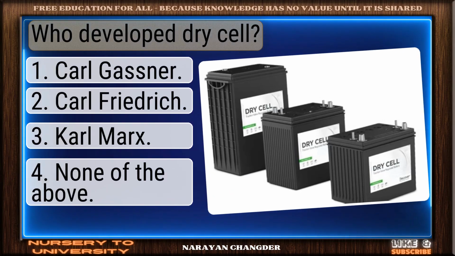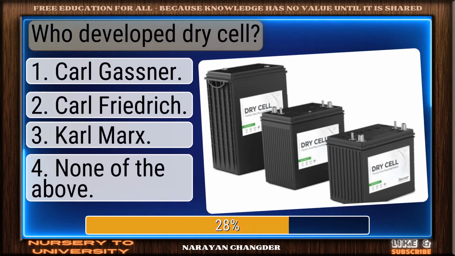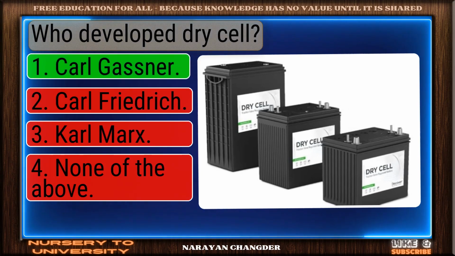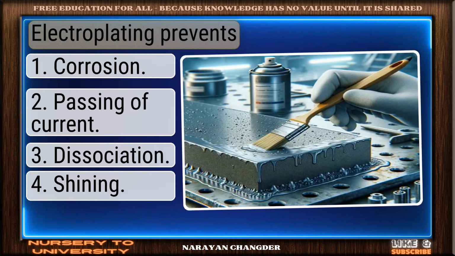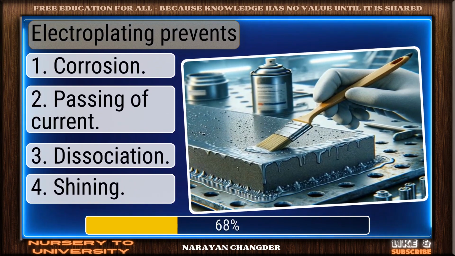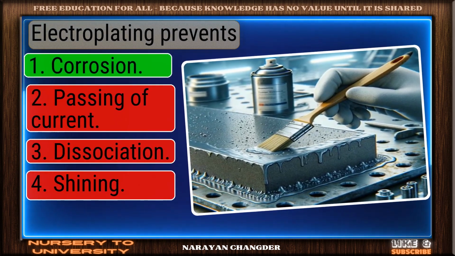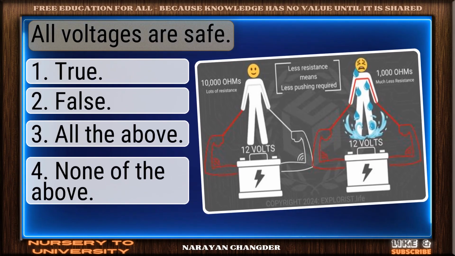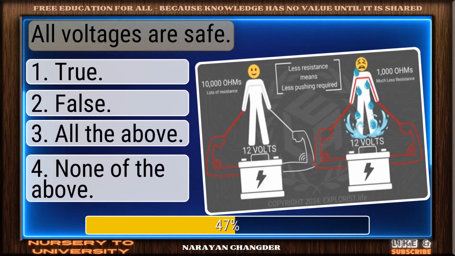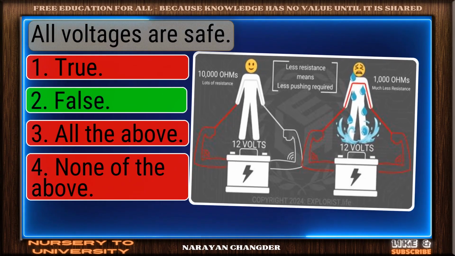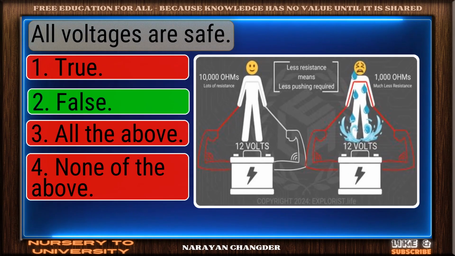Question number 273. Who developed dry cell? Solid response. Carl Gassner is a valid choice. Question number 274. Electroplating prevents. Sharp thinking. Corrosion is the right choice. Question number 275. All voltages are safe. You're right. False is the correct answer.